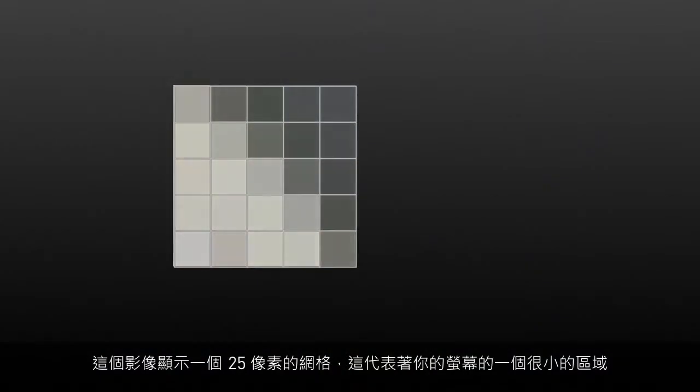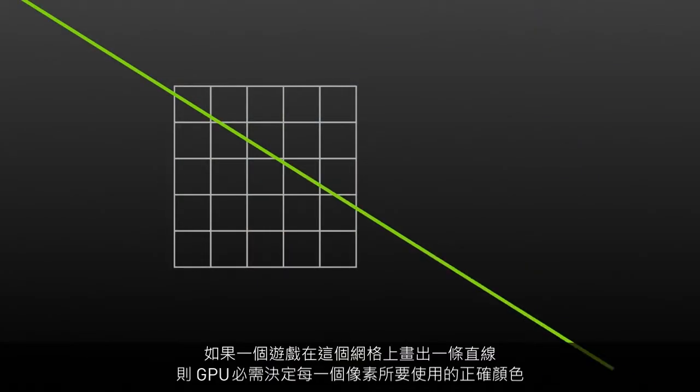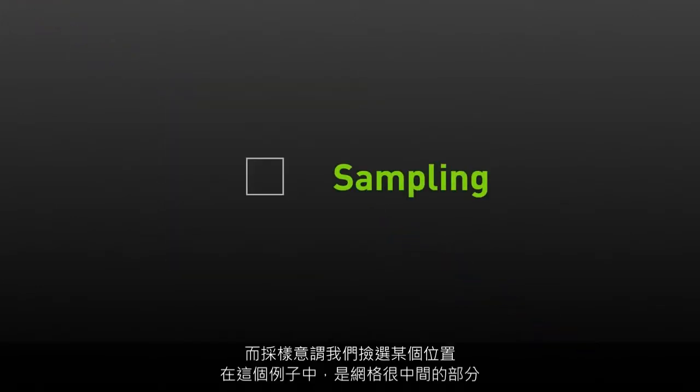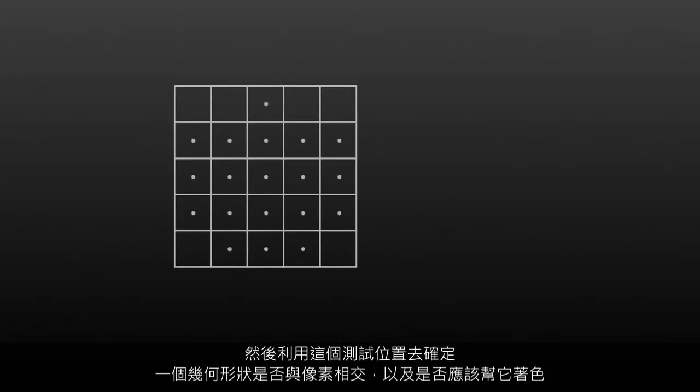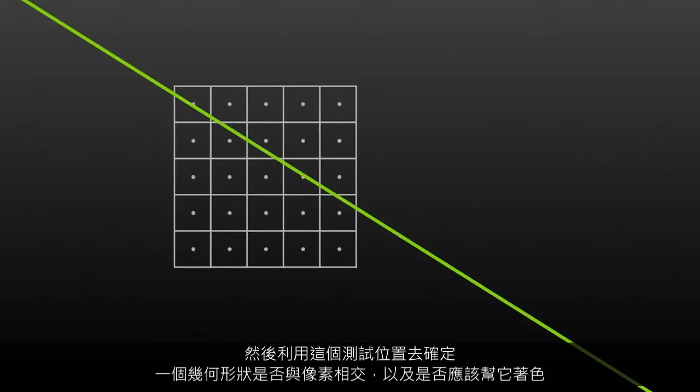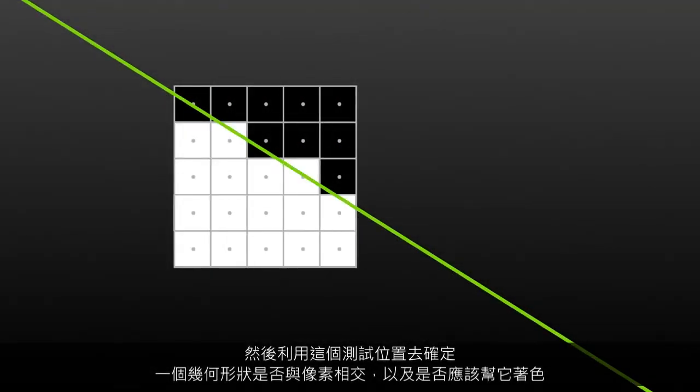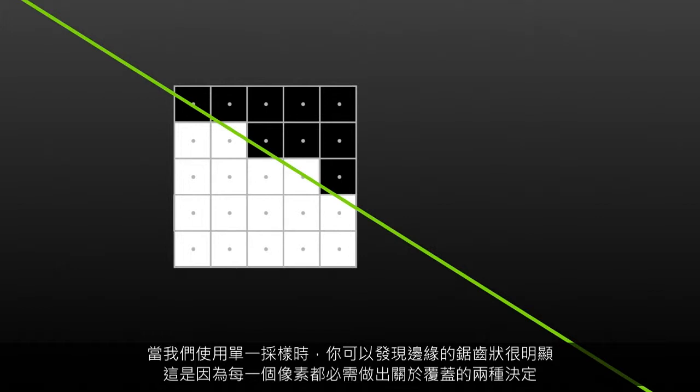This image shows a grid of 25 pixels that represents a very small area of your screen. If a game draws a straight line on this grid, the GPU must determine the correct color to use for each pixel. The way the GPU does that is by sampling. And sampling means that we pick some location, which in this case is the very center of the grid, to use as the test location to determine if a geometric shape intersects a pixel and should thus color it. You can see that we get a very jagged edge when we use one sample, since each pixel needs to make a binary decision about coverage.